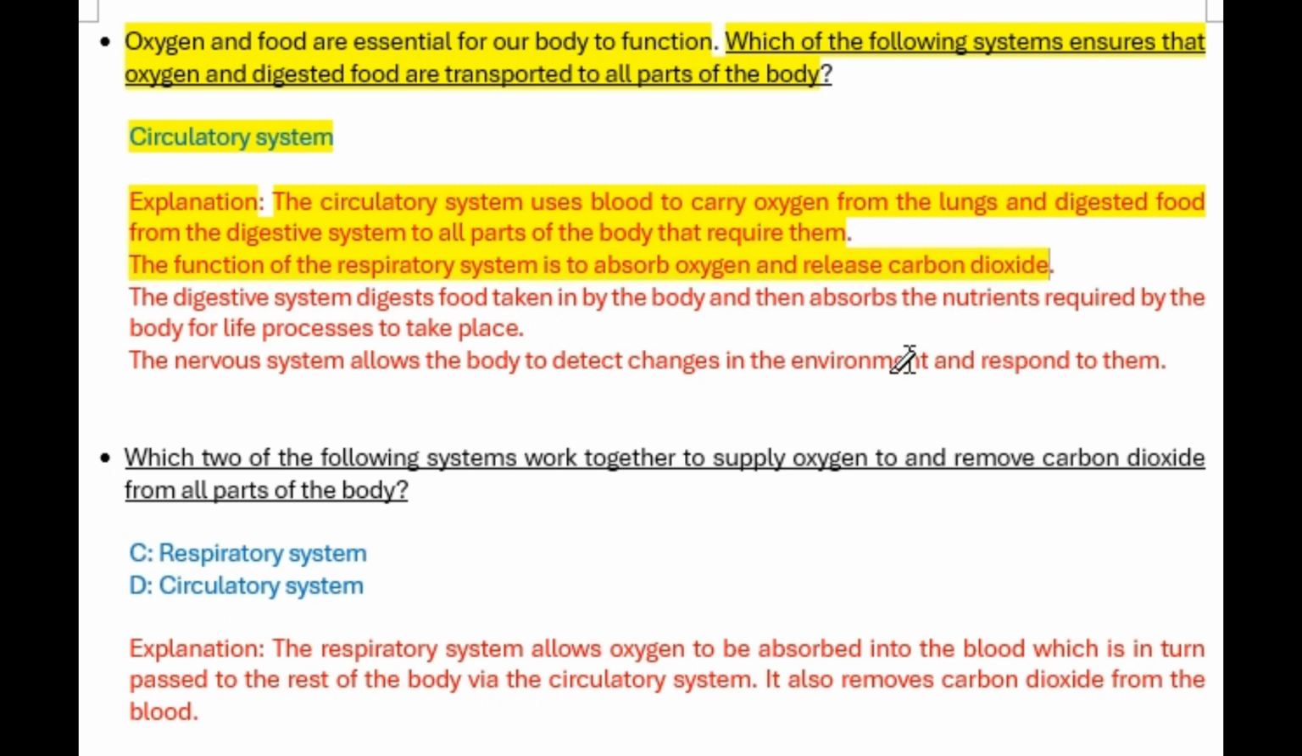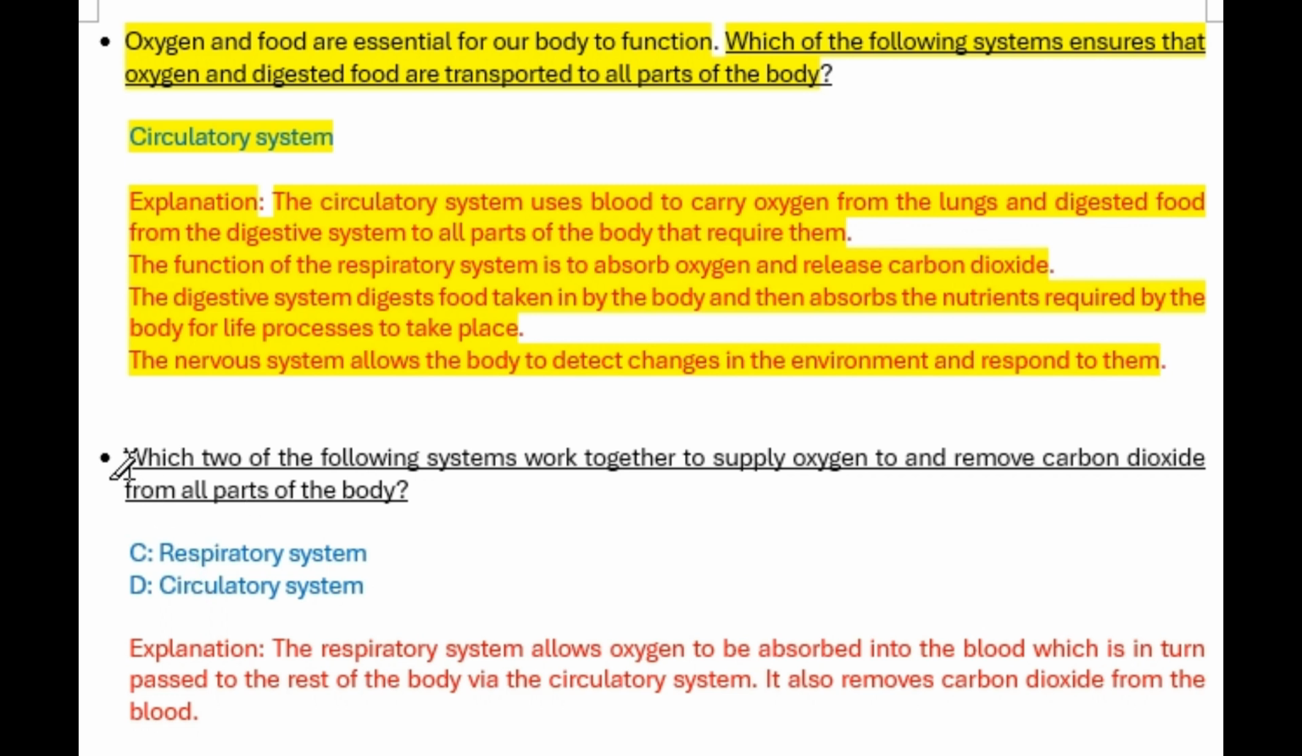The function of the respiratory system is to absorb oxygen and release carbon dioxide. The digestive system digests food taken in by the body and then absorbs the nutrients required by the body for life processes to take place. The nervous system allows the body to detect changes in the environment and respond to them.